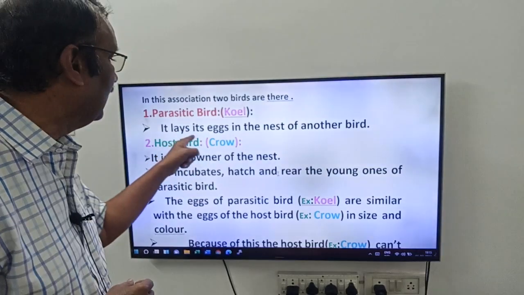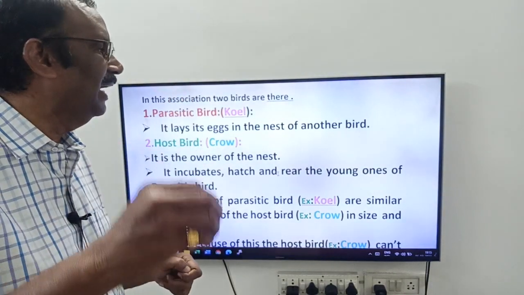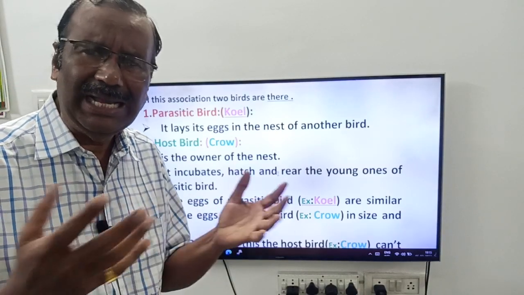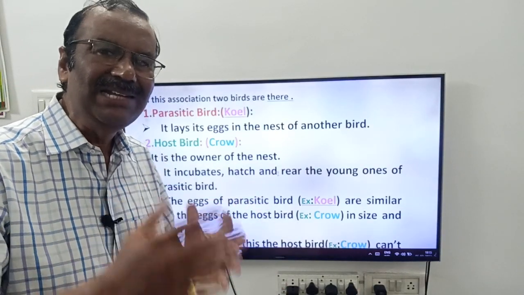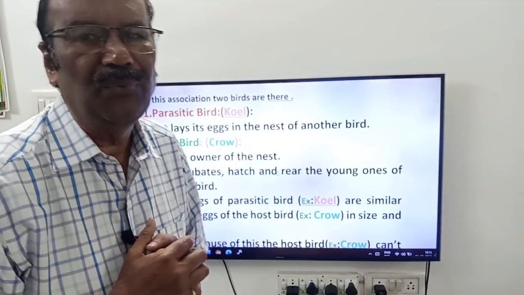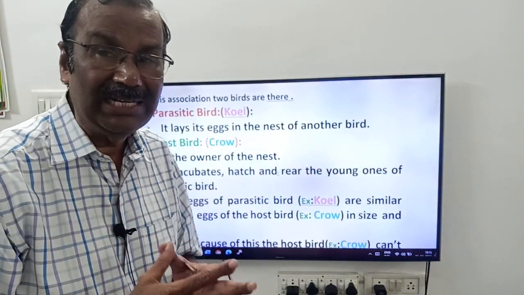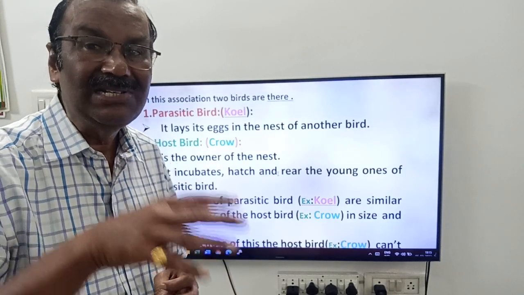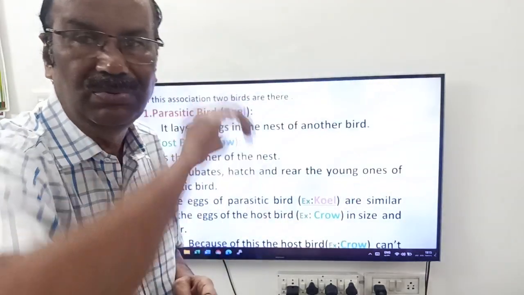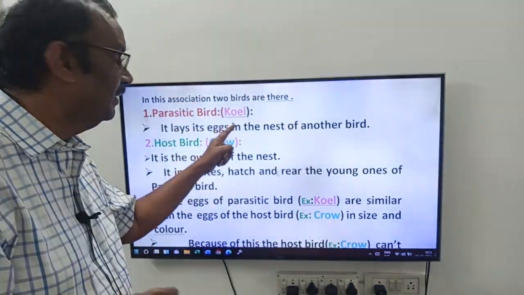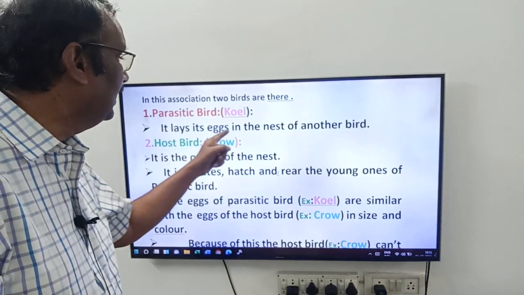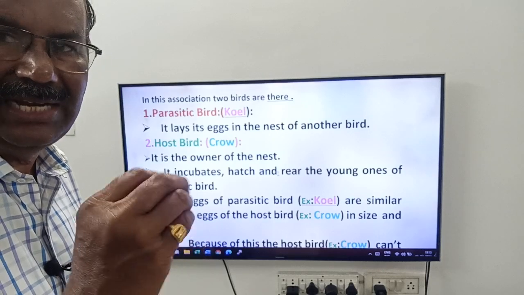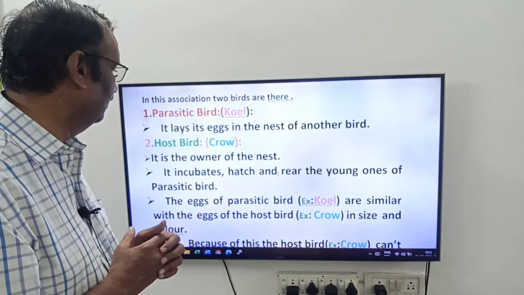So why are we calling koel the parasitic bird, friends? See, friends, it lays its eggs in the nest of another bird. Generally, koel has no capacity to build a nest. So because of that, it lays its eggs in the nest of the crow. So because of that, we call it a parasitic bird. It lays its eggs in the nest of another bird.